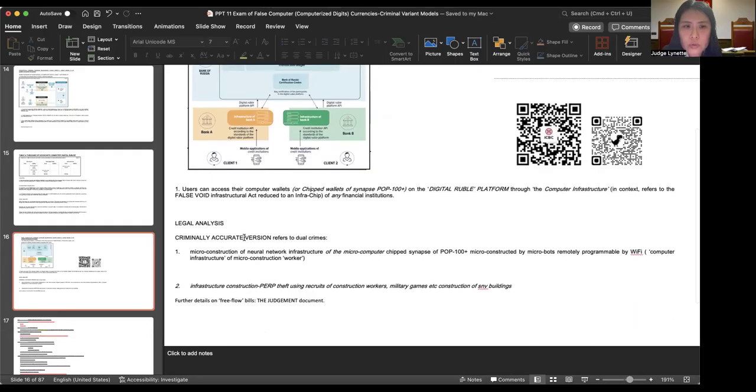Microconstruction. So the criminally accurate version refers to dual crimes under the legal analysis. First is microconstruction of neural network infrastructure of the microcomputer chip Synapse Population 100 Plus, microconstructed by microbots remotely programmable by Wi-Fi. Computer infrastructure of microconstruction worker. So we'll examine this medical evidence on microbots programmable by Wi-Fi, and we will match it with a lot of the technology brands. Secondly, infrastructure construction using crews of construction workers.